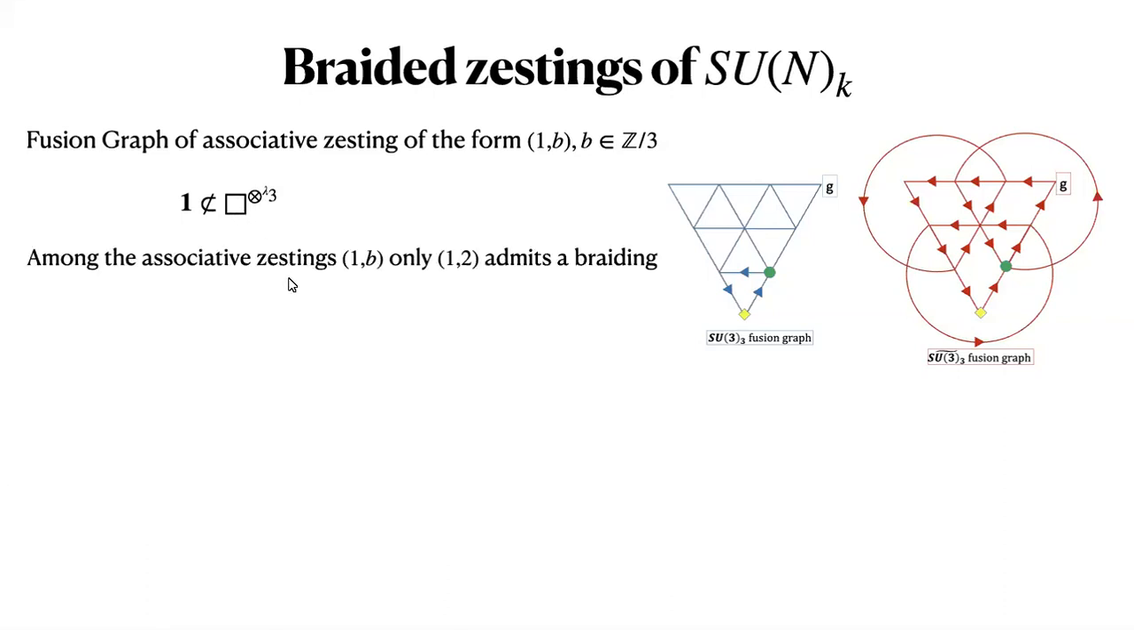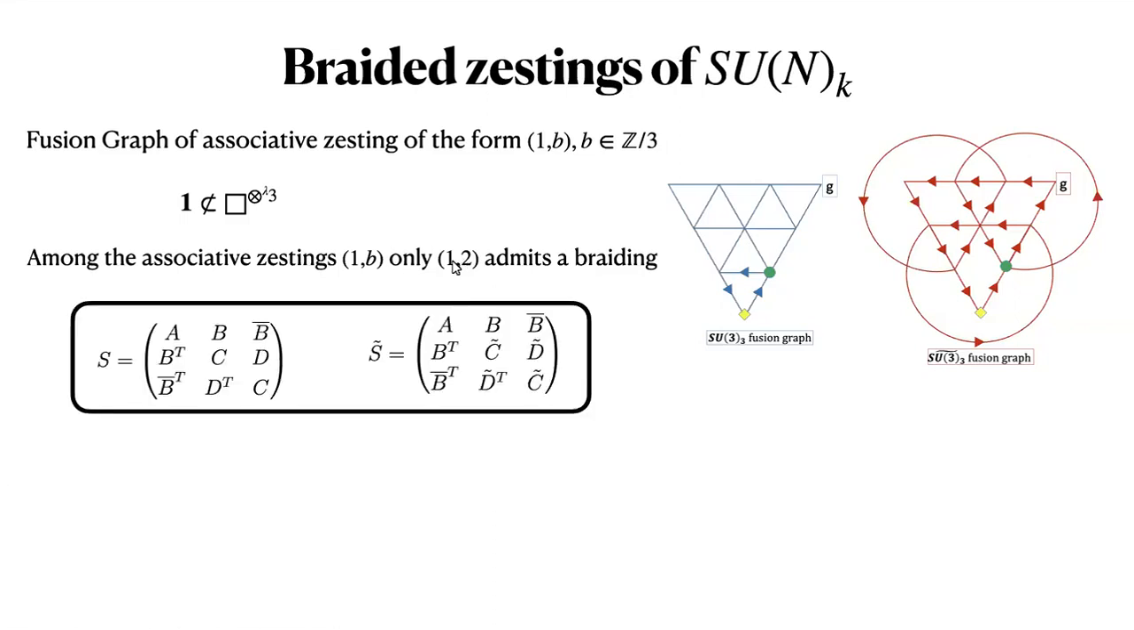And among the associative zestings, because here we have 3 different associative zestings, only 1 admits upgrading. The other 2 don't. Okay, so for the other 2, it's not possible to solve the pentagon equation, the hexagon equation.